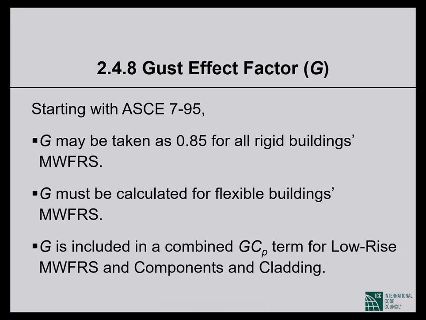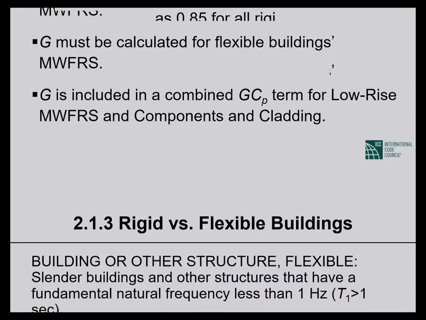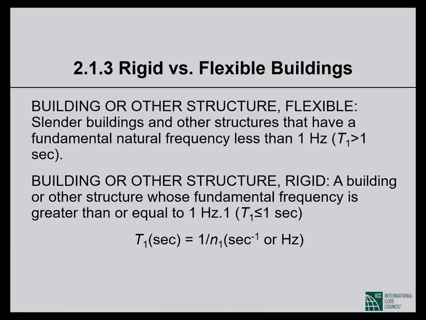So far we have been talking about what those are, and that will change right now. So what is a rigid building? What is a flexible building? The definitions are all in section 2.1.3 of BNBC 2020. A flexible building is a building that has a fundamental natural frequency less than 1 hertz.